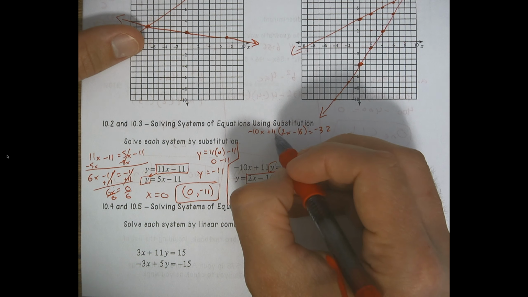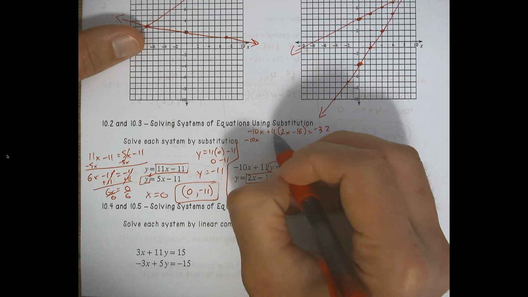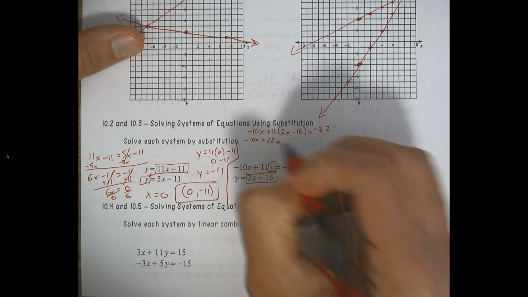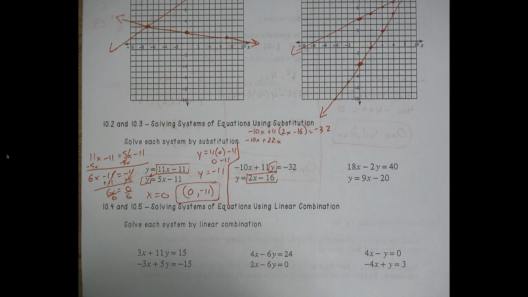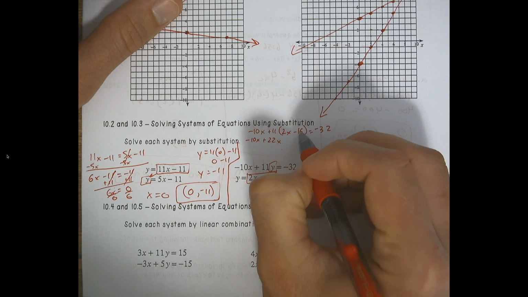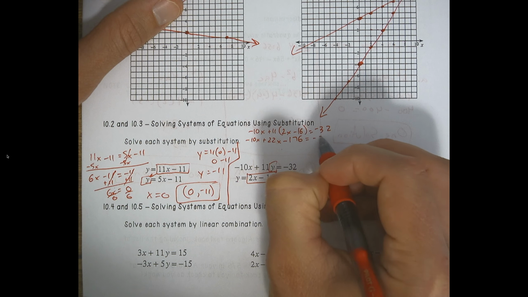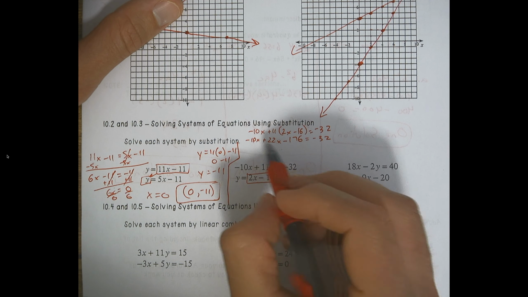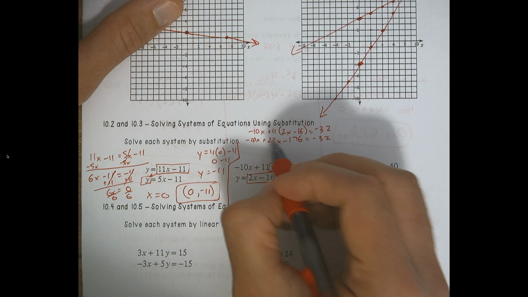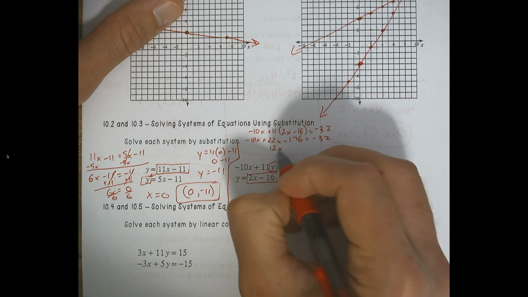First thing I need to do is distribute. So I'm going to leave this alone. I'm going to get 22x. I'm going to do 11 times 16, and that's 176. Now it's positive times a negative, so that's a negative 176. I do need to combine some like terms here. So negative 10 and 22, that's positive 12x.